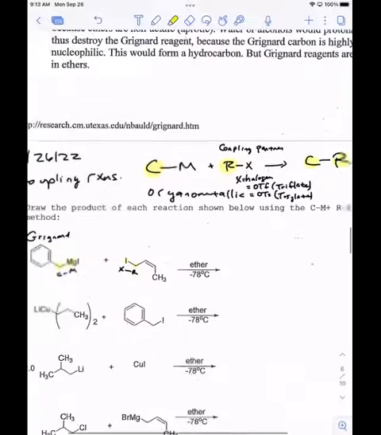What I'm trying to do is put these together. The mechanisms vary depending on what the metal is, and there are lots of different ways to do couplings. This is only a fraction of a fraction of the ways that you can do coupling. There are so many different methods now that you can basically put any two carbon pieces together at this point.